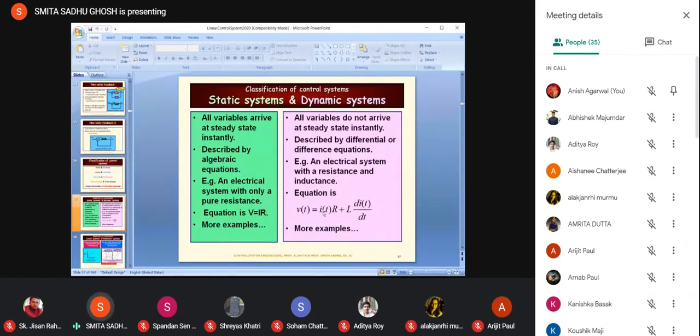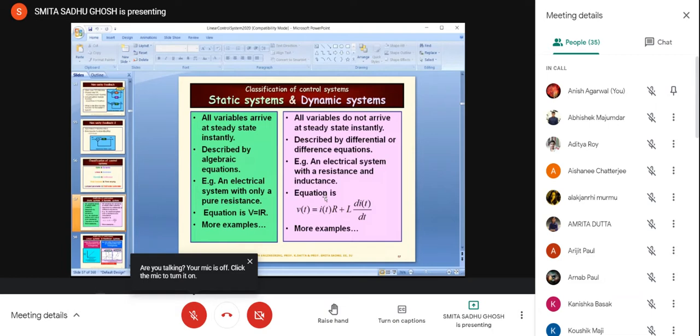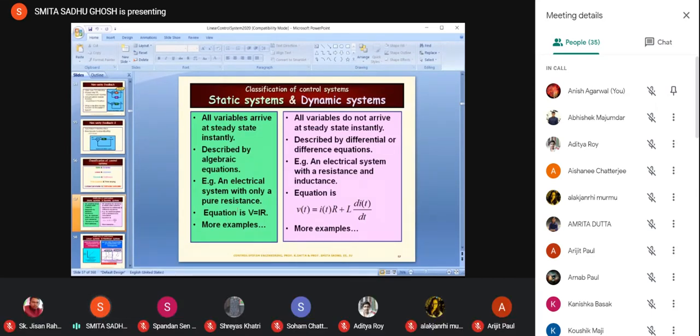If you look at the variables of interest, voltage and current, you find that in the case of a dynamic system, the variables would not arrive at the steady state instantly. On the other hand, in a system with a pure resistor, which is a static system for our example, V equal to IR means that I would instantaneously reach its value and stay there. There is no variation of the current. Once the voltage is applied, you find the current at a particular value.